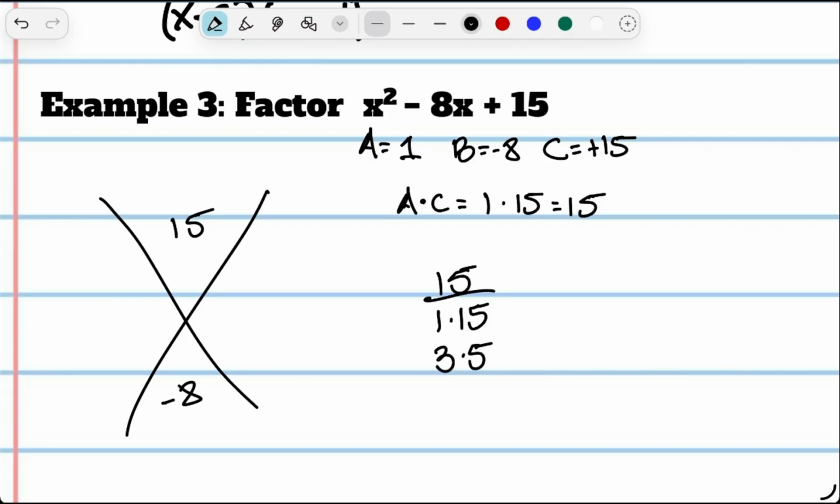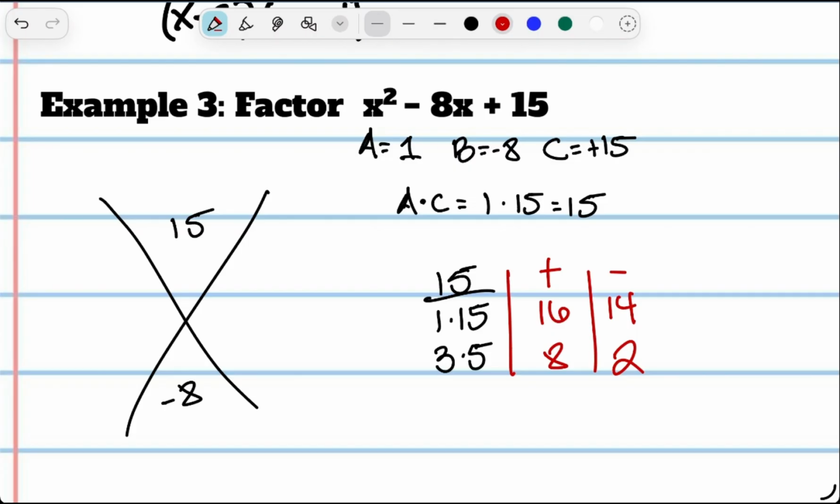Okay. Now we need to see which one of those factors can add to be -8 or subtract to be -8. So set up my two columns. I got a plus column, minus. So if I add 15 and 1, that gives me 16. If I subtract them, that gives me 14. If I do 3 and 5 and I add them, that gives me 8. If I subtract them, that gives me 2. Okay. Now the only one that gave me 8 was 3 and 5.